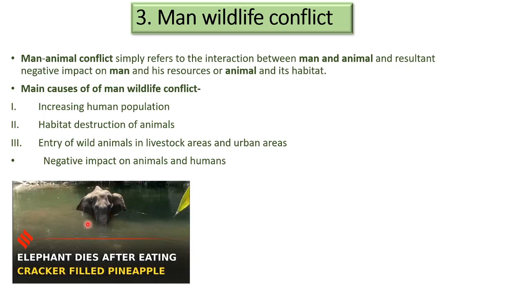A very recent example of man-wildlife conflict that was in news is an elephant dying after eating crackers filled with pineapple. This is an example of man-wildlife conflict that took place in Kerala, where this incident happened. In that place, usually people kill animals to protect their farms, and filling the pineapple with cracker and giving it to the elephant was an example of how men tried to protect their land. But this was a cruel instance and it came into limelight sooner. This had a negative impact on the elephant which was pregnant.